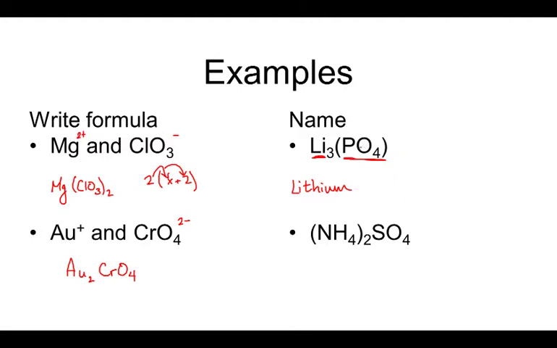You have to find this polyatomic ion on the chart. So you take a pause, go over the phosphate, and you go over the chart, and you find that it's phosphate. So this is purely lithium phosphate.